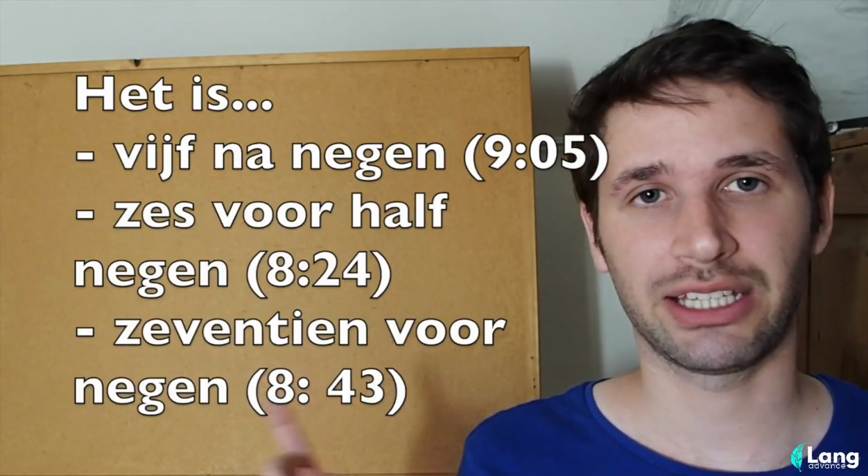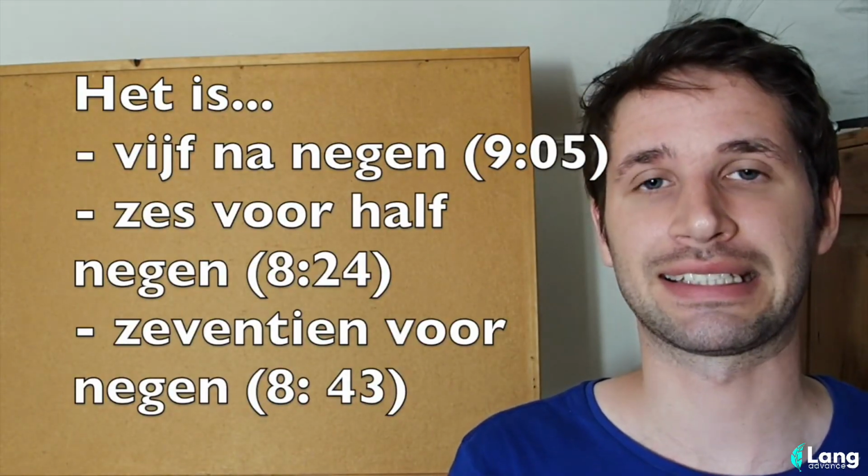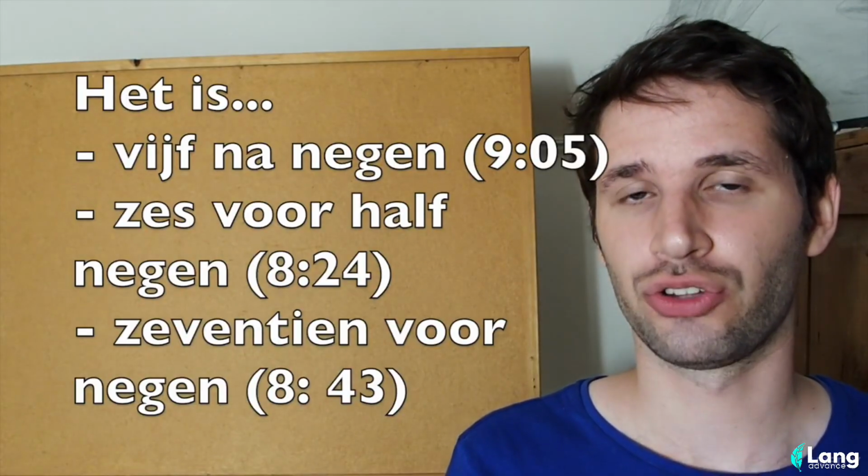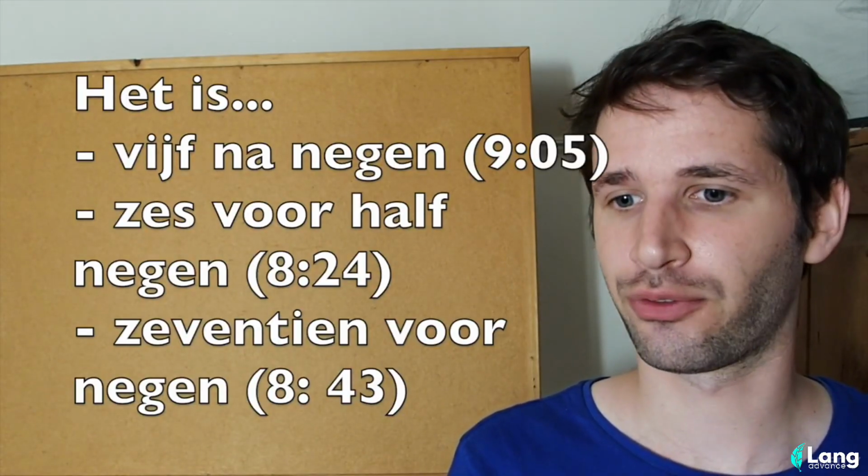Another one, 8:43. That's het is 7:17. It's 17 to 9. That's 8:43. Dus, zo zeggen we de tijd in het Nederlands. That's how we say time in Dutch.